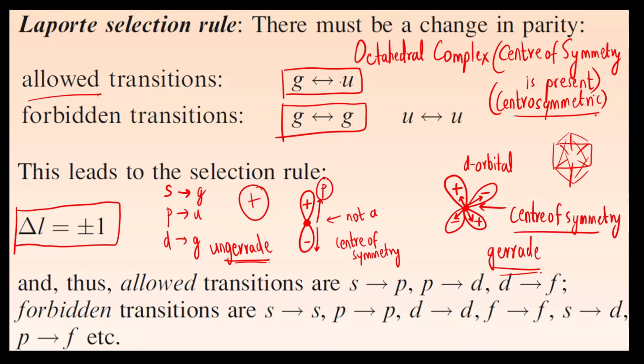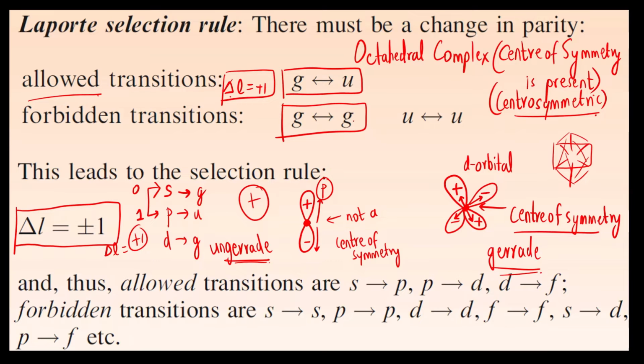Why? Gerade to ungerade, that means let's say s to p. Okay, gerade to ungerade, s to p. For s, what is the value of L? It is 0, and for p it is 1. So 1 minus 0 is plus 1. So delta L is plus 1. That is an allowed transition.